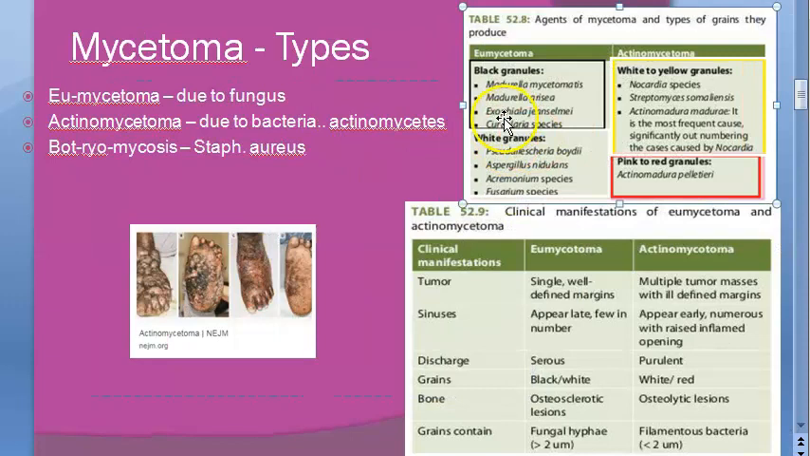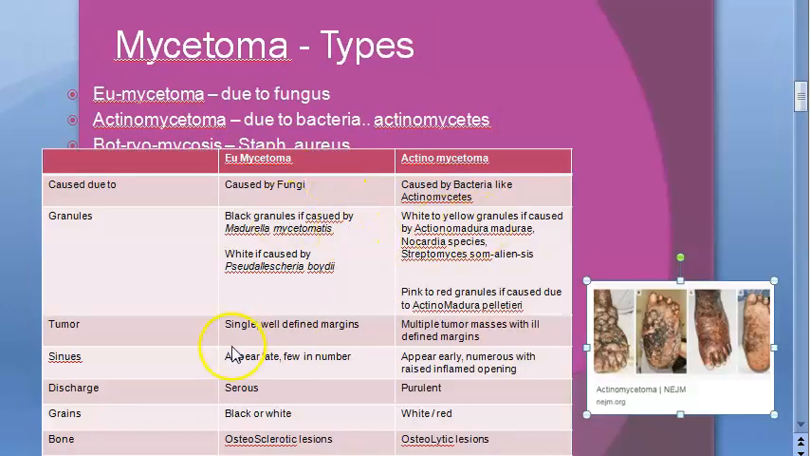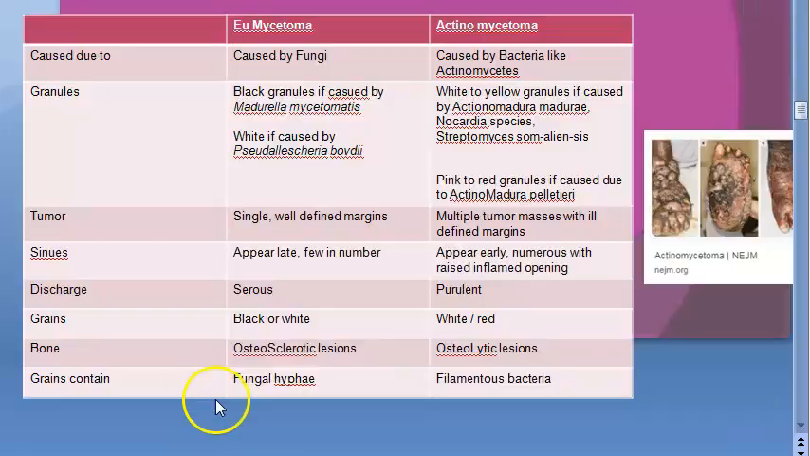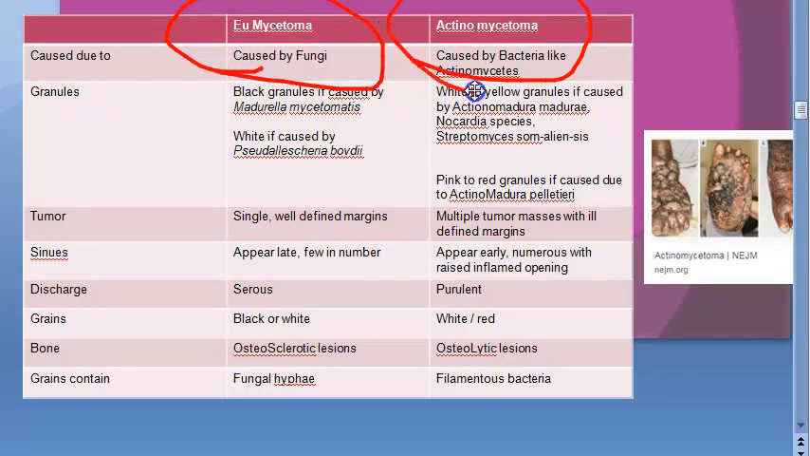Now, what are the differences between Eumycetoma and Actinomycetoma? So, we have to look at the differences between Eumycetoma and Actinomycetoma. We are not looking at Botryomycosis, right? We are looking only at the differences between Eumycetoma and Actinomycetoma, okay? For Actinomycetoma, just try to remember this diagram, so it will be pretty clear, okay? Don't worry. So, focus here. Now, Eumycetoma is caused by what? By fungi. That much you understood. And Actinomycetoma is caused by bacteria, that is Actinomycetes. This much you have understood.